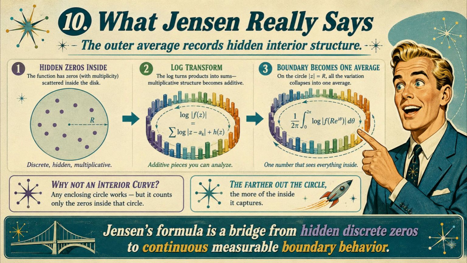That is the deep message. The outside edge is not separate from the inside. For analytic functions, the boundary reveals the interior. Hidden zeros inside become readable through the average behavior on the boundary. That is Jensen.